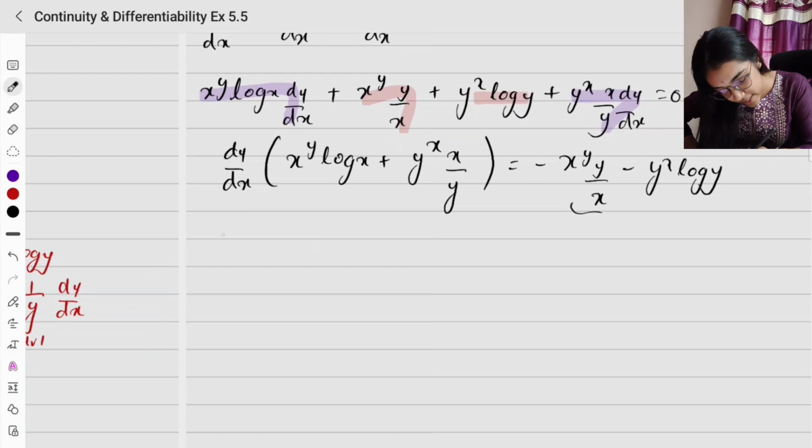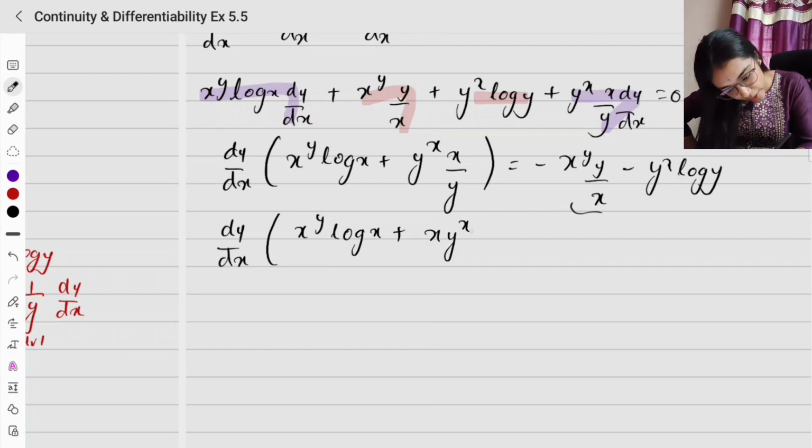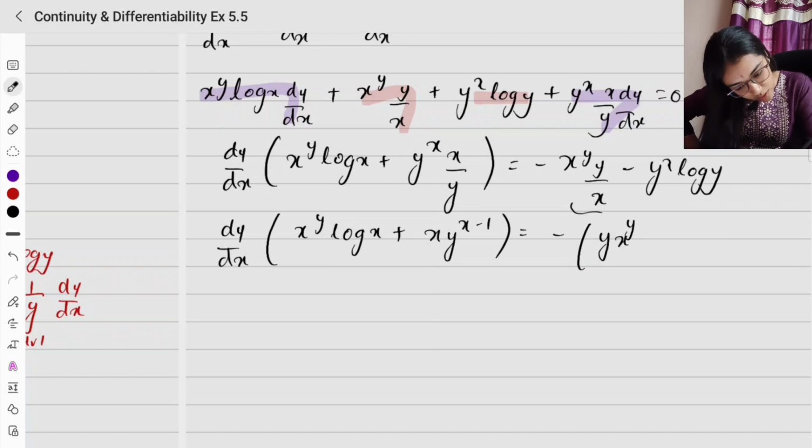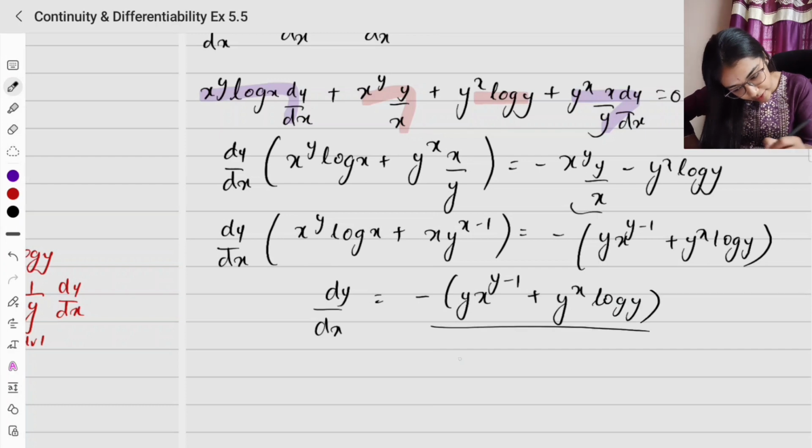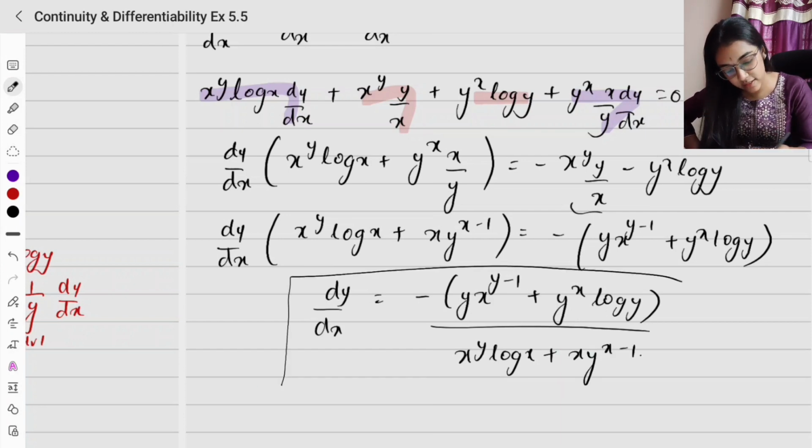So this is going to be simply dy by dx of x power y log x plus x into y power x minus 1 equals minus, a common factor, next I'll have y times x power y minus 1 plus y power x log y. Now what is the final answer? dy by dx is going to be minus of y x power y minus 1 plus y to the x log y divided by x power y log x plus x y to the power x minus 1. So this is my final answer.